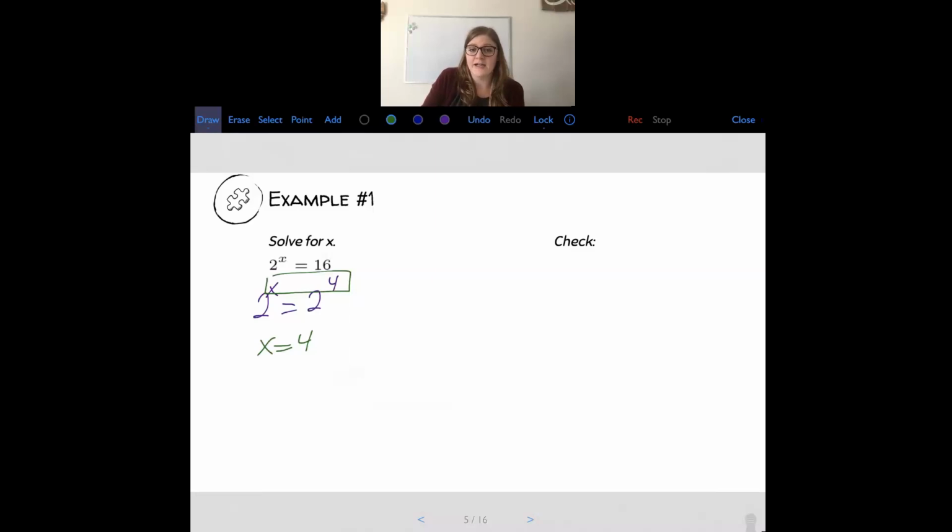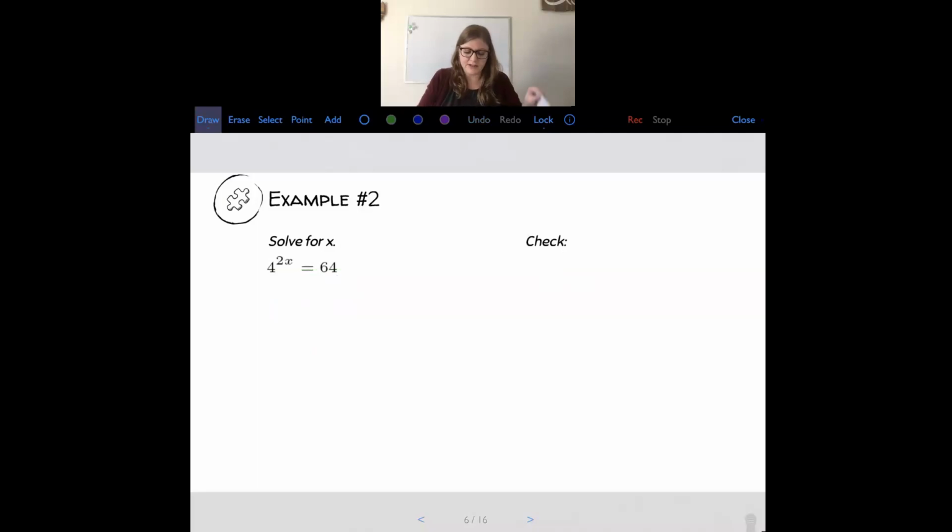Now let's check it. In order to check it, we take the value that we got for x, substitute it into the original equation, and determine if it's true. We want to know if 2 to the fourth is equal to 16. Well, 2 to the fourth, you can do this in your calculator and multiply it out. We get 16 equals 16, which means that x equals 4 is the correct answer.